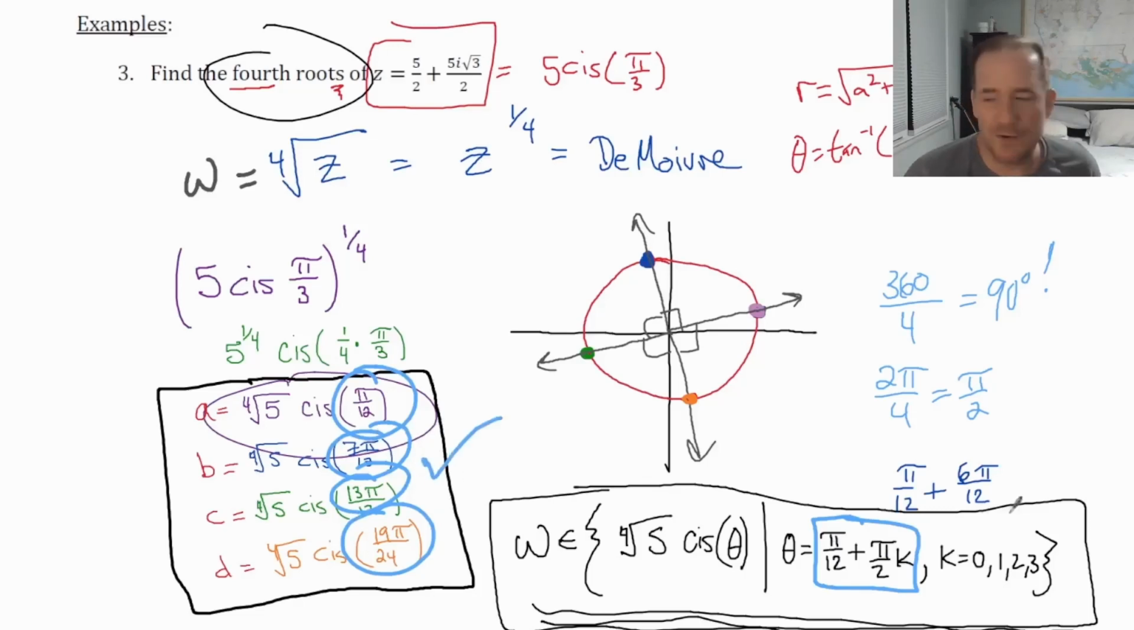And round about here the video ends because we're done. That's it. That is how you find the roots of a complex number.